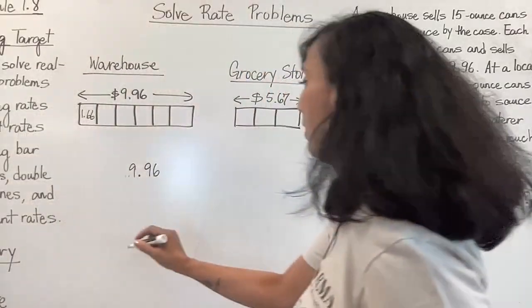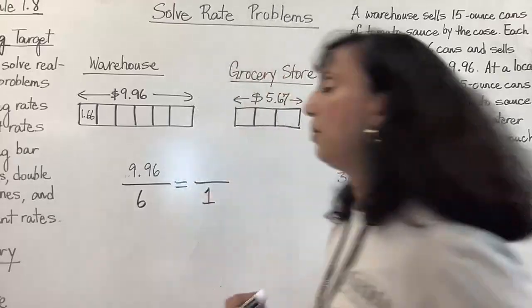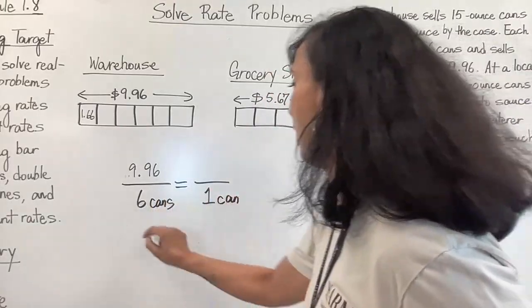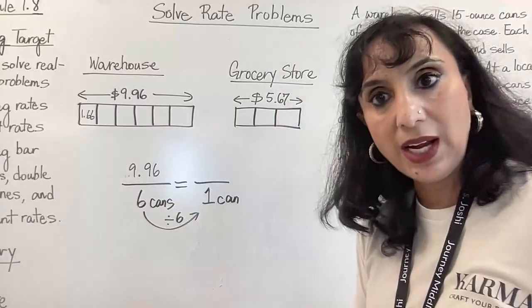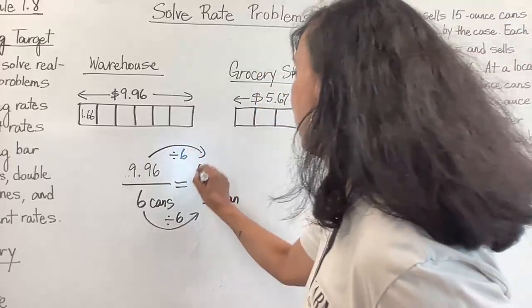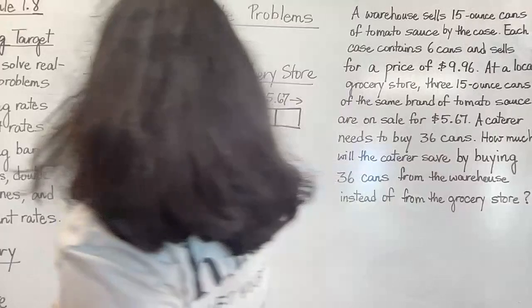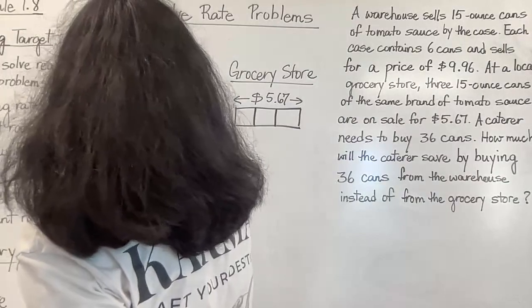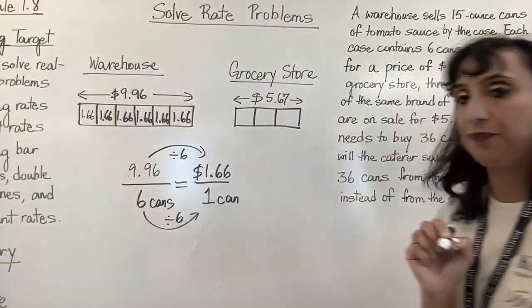Because look, $9.96 is for 6 cans. So for 1 can, how much will it be? So what do I do here? I divide by 6. Whatever I do to the denominator, I do the same thing to the numerator. I'm dividing by 6 and I get $1.66. Okay, so each of these is $1.66, because we're trying to find the unit cost first.